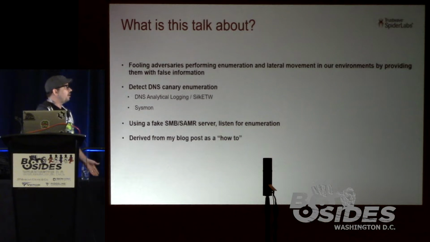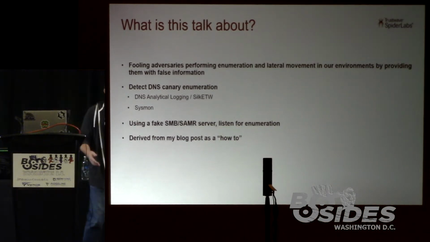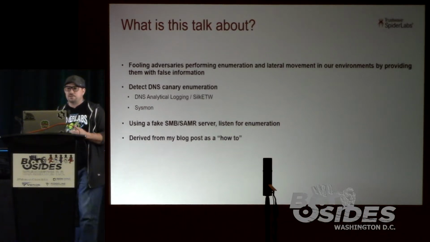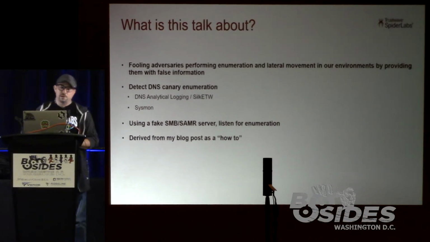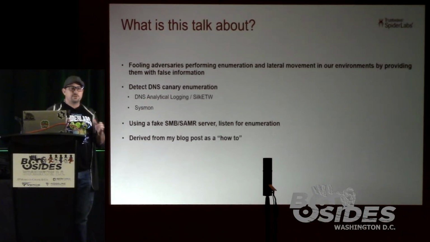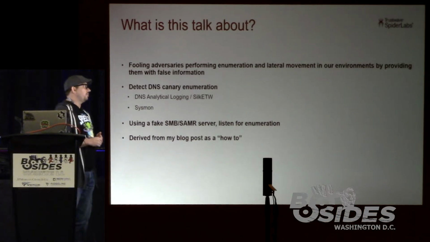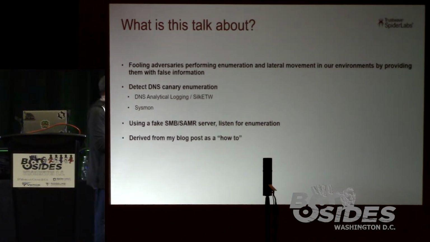So what is this talk about? This talk is about fooling adversaries who perform enumeration in your network and then attempt to do lateral movement, by providing them with false information and detecting them at certain choke points or detection points. How we do that with DNS canary enumeration.